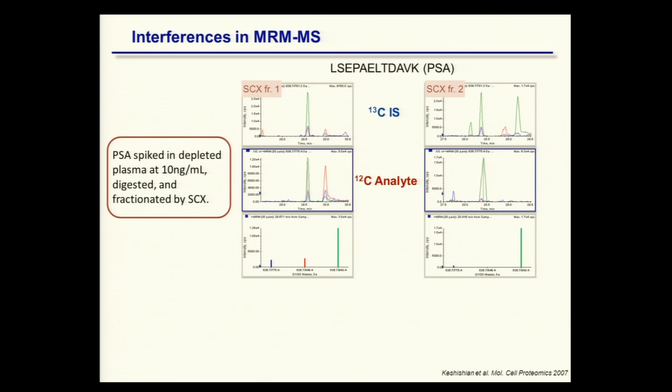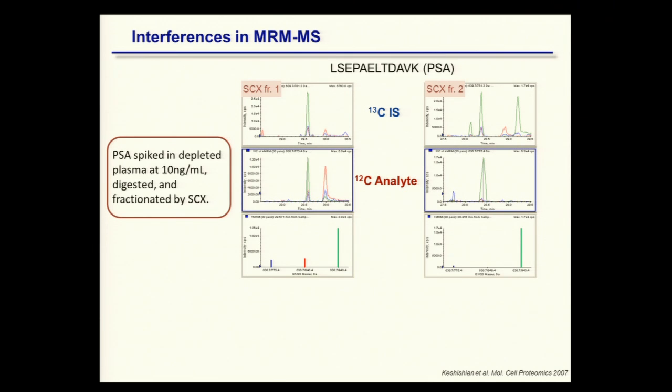Here is another slide showing the interference very nicely. This is a study which we did years and years ago, where we had PSA spiked in plasma and then fractionated by strong cation exchange and quantified by MRM-MS. And here, on this panel, it's fraction 1, and on the right side panel, it's fraction 2. On the top panel, we are seeing the internal standard and the relative ratio of the transitions from the internal standard, how it nicely behaves. The green one is the most abundant, and blue and red are almost equal.